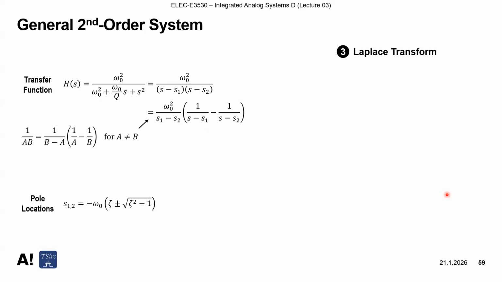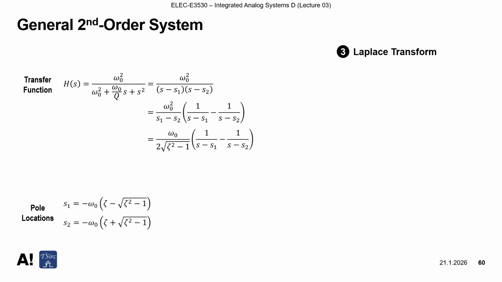Then we can rearrange our equation by using a very simple formula: 1 over AB is equal to 1 over (B minus A) times (1 over A minus 1 over B), for the case A is not equal to B. We can plug our formula into this equation. Then the denominator part has s1 minus s2, times 1 over (s minus s1) minus 1 over (s minus s2).